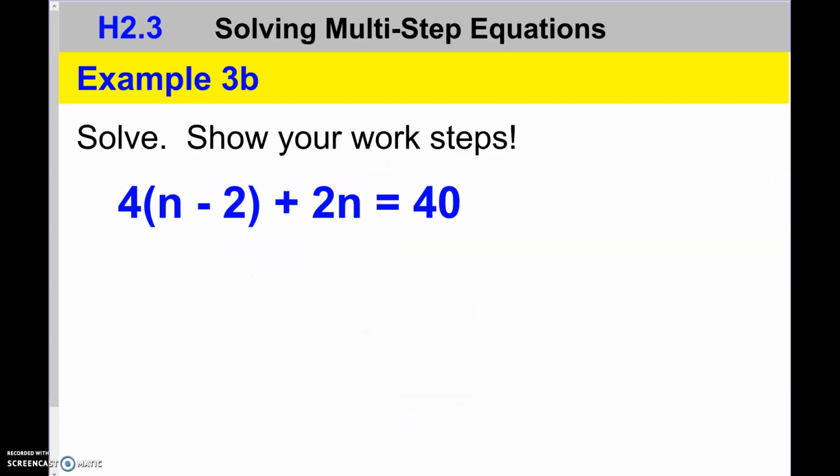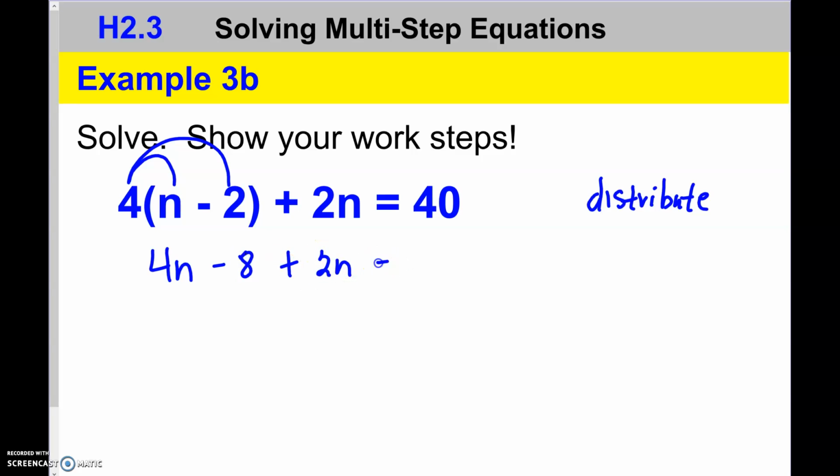All right, this one's going to add a little bit different flavor to the problem. If you look here, we've got a coefficient 4 in front and then n minus 2 in parentheses. So we are going to have to distribute first. 4 times n is 4n, and 4 times negative 2 is negative 8. And then we still have our plus 2n and our equals 40.